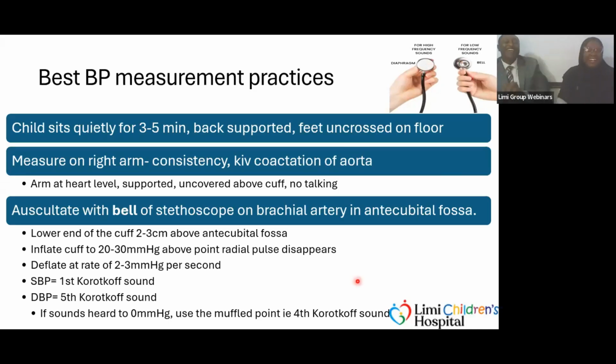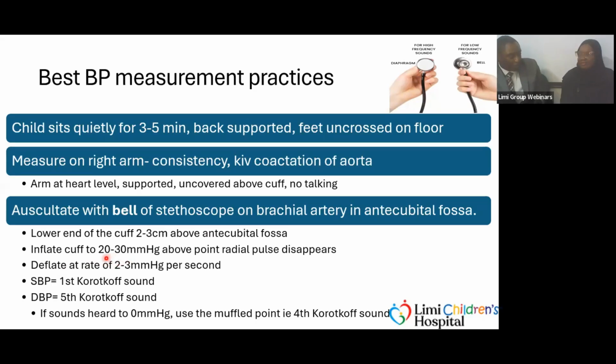I'm sorry. Yeah, so according to the fifth report, which was also there even in the fourth report, because we did a lot of using the fourth report, it is the bell of the stethoscope that is placed on the brachial artery, which was palpated, and you feel the position in the antecubital fossa, right? So the lower end of the cuff is at least 2 to 3 centimeters above the antecubital fossa, at least to give you space for the bell of the stethoscope. So now we inflate, not randomly.